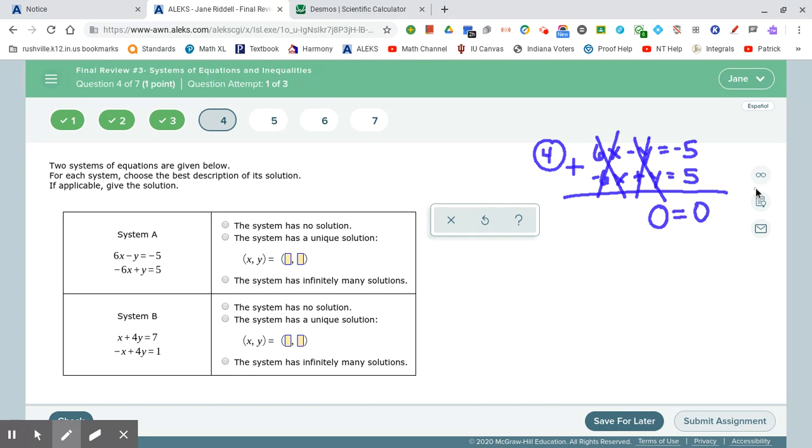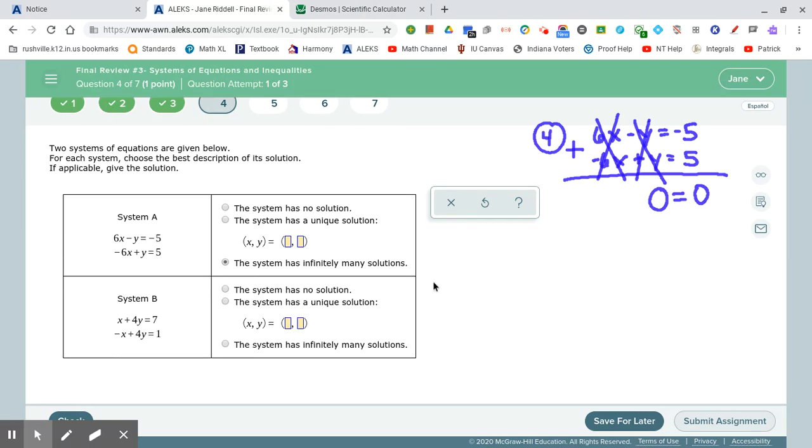So if this happens, if both your variables eliminate, it's either going to be no solution or the system has infinitely many solutions. Look to see if what you're left with is true or false. If it's false, it's no solution. If it's true, it's infinitely many. So since 0 does equal 0, that is a true statement, and I'm going to have my first answer as the system has infinitely many solutions.